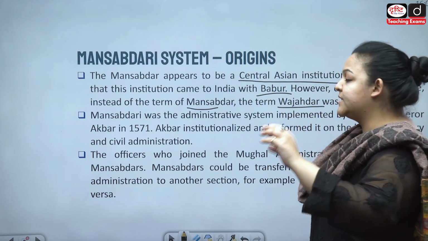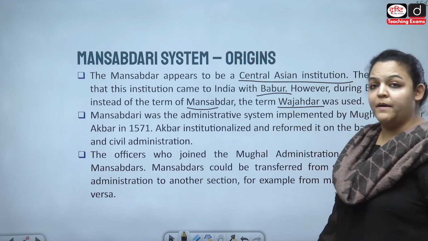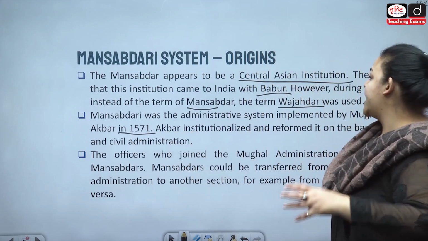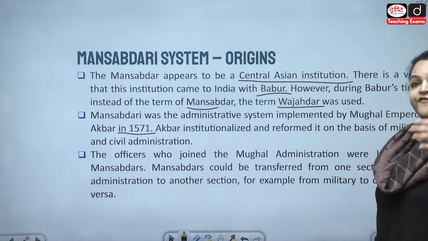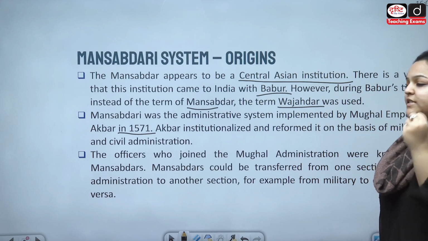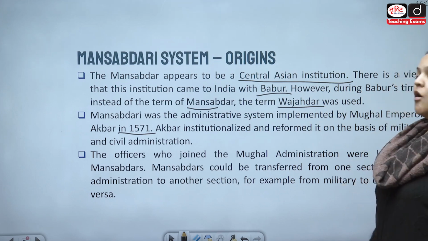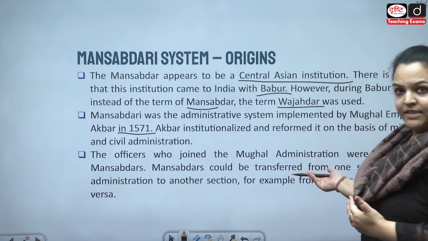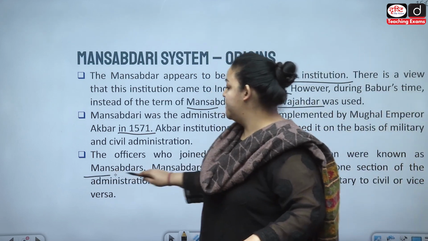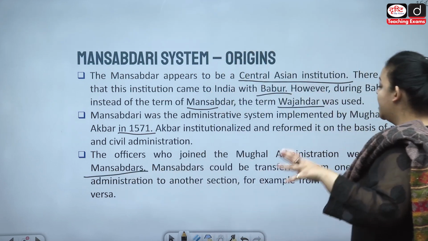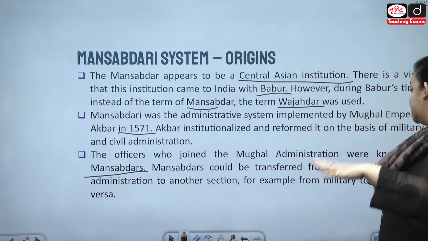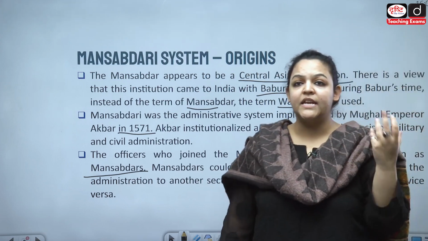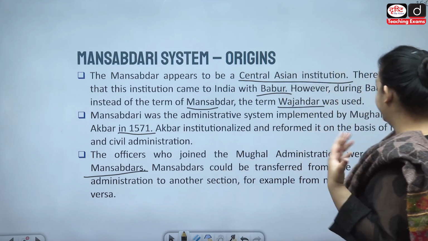Now, Mansabdari as an administrative system was introduced by Mughal Emperor Akbar in 1571. He institutionalized it, reformed it to suit the needs of his civil administration. The officers who joined the Mughal administration in the Mansabdari system, they were known as what? Mansabdars. Fine. The Mansabdars could be transferred from one section to another so that the ruler could maintain his control over them.